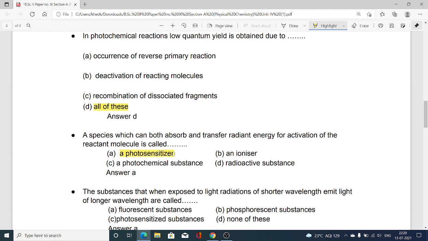That is the species which is absorbing the light radiations and transferring them to the reacting species. That species is called the photosensitizer. What does it mean? There are some photochemical reactions in which the reactants are unable to absorb the light radiations for the reaction. In such cases, there are some species which are intentionally used to absorb the light radiations. That species absorbs the light radiations and then transfers the light energy to the reacting species and activates them for the further reaction. Such a species is absorbing and transferring the radiant energy to the reacting species. These species are called the photosensitizer, and hence option A is the correct option.